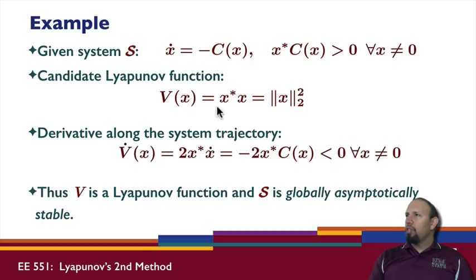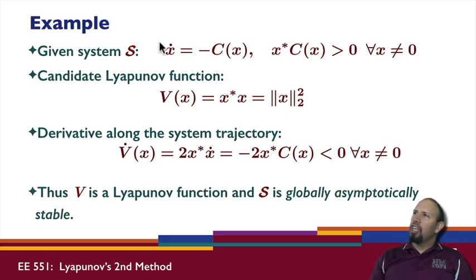The derivative of this with respect to x is 2x adjoint times the derivative, and so we get that the derivative is just this quantity minus c of x. But x adjoint c of x we know must be positive, so this is locally negative definite. Okay, so we have a positive definite Lyapunov function and a locally negative definite derivative, and since this is true for all x, it is globally asymptotically stable.